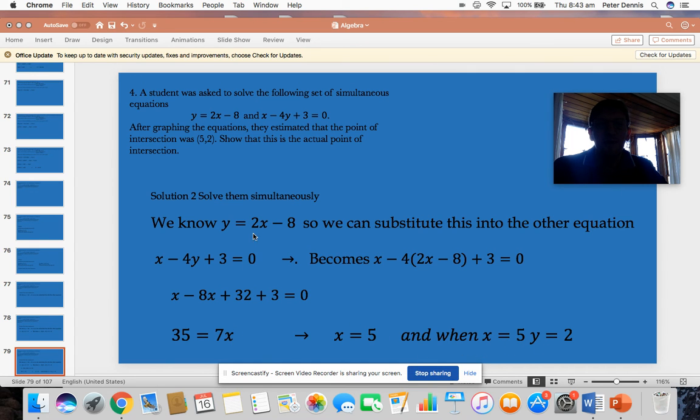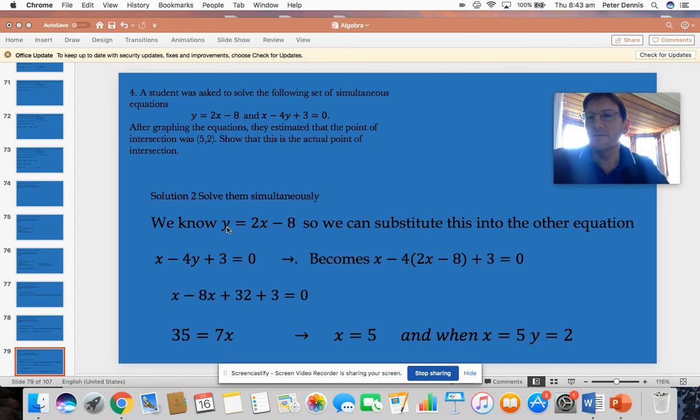Why do we know that? We can put it in here. When x equals 5, 2 times 5 is 10, minus 8 equals 2. So that solved that simultaneous equation.